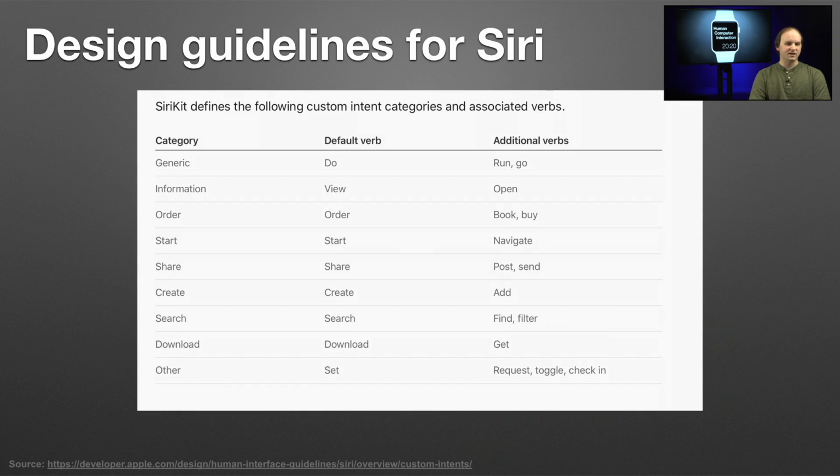Here are some examples of the guidance, some of the standards that Apple sets up for its ecosystem. These are what Apple calls custom intent categories, and the verbs that are associated with them. So these are the categories. If you're downloading something, the default verb is in fact download, but you could also use get. It's just a way to standardize across the platform. It's important to know that if you're building for a specific platform.